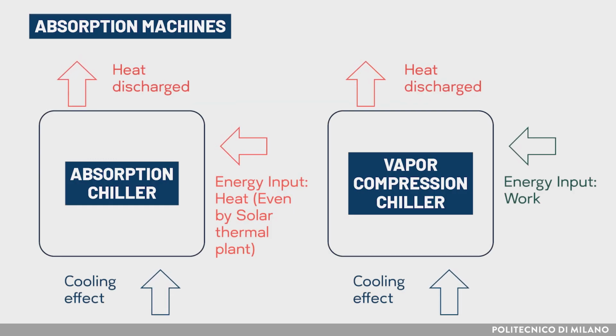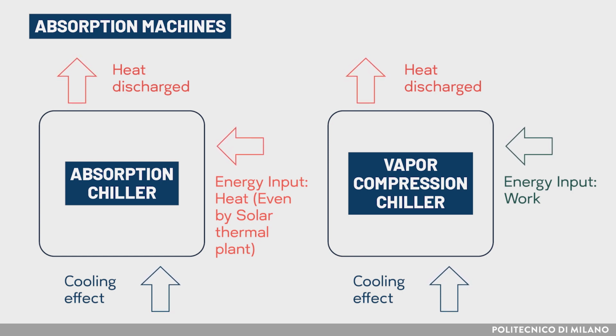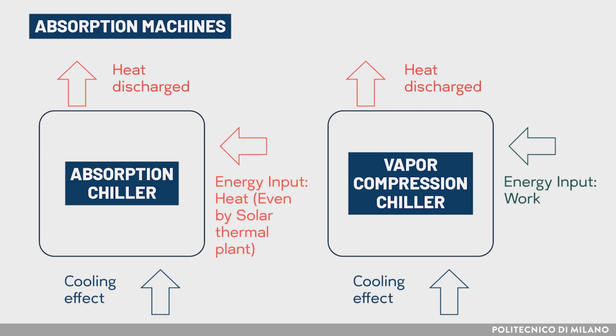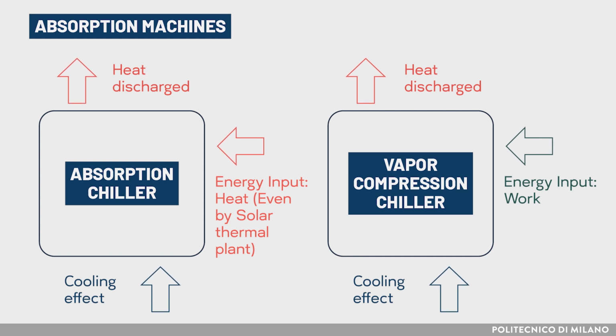Absorption machines are the most spread heat-driven refrigeration machines. The energy required to activate the process is not in the form of mechanical work as in the vapor compression chillers, but in the form of heat. It can be provided by solar thermal plants. In general, the higher the temperature of the heat source, the higher the efficiency of the cycle.